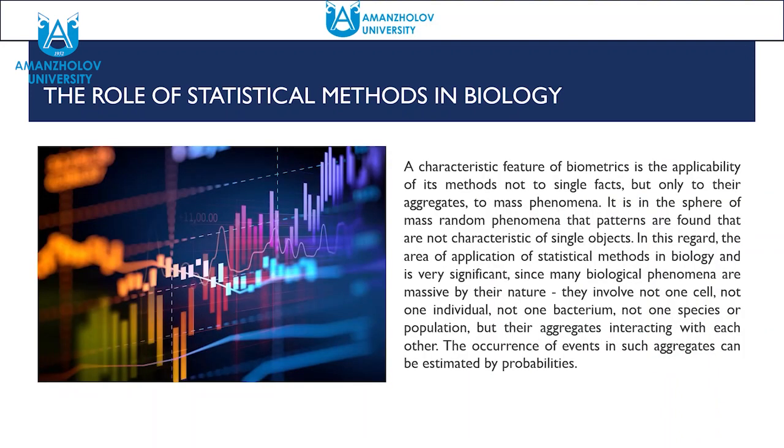A characteristic feature of biometrics is the applicability of its methods not to single facts, but only to their aggregates, to mass phenomena. It is in the sphere of mass random phenomena that patterns are found that are not characteristic of single objects. In this regard, the area of application of statistical methods in biology is very significant, since many biological phenomena are massive by their nature.